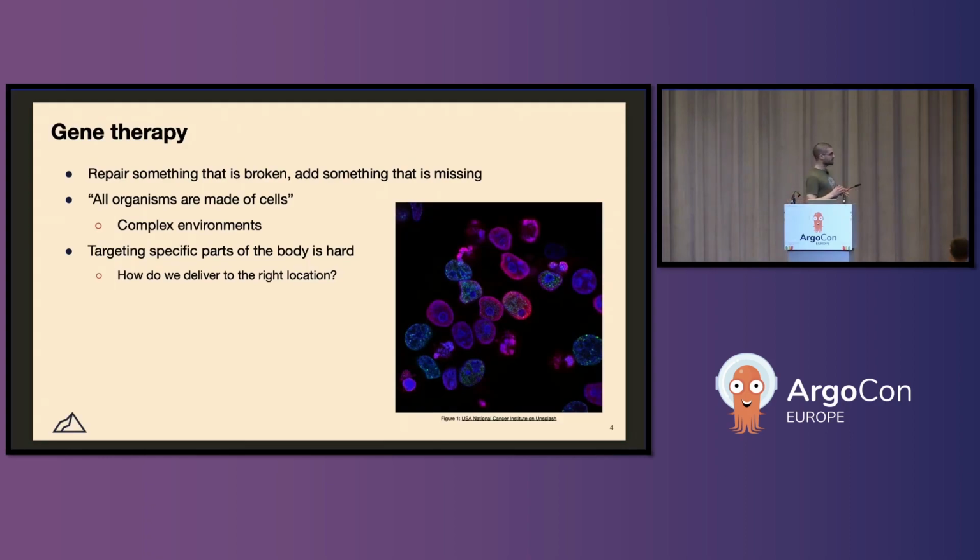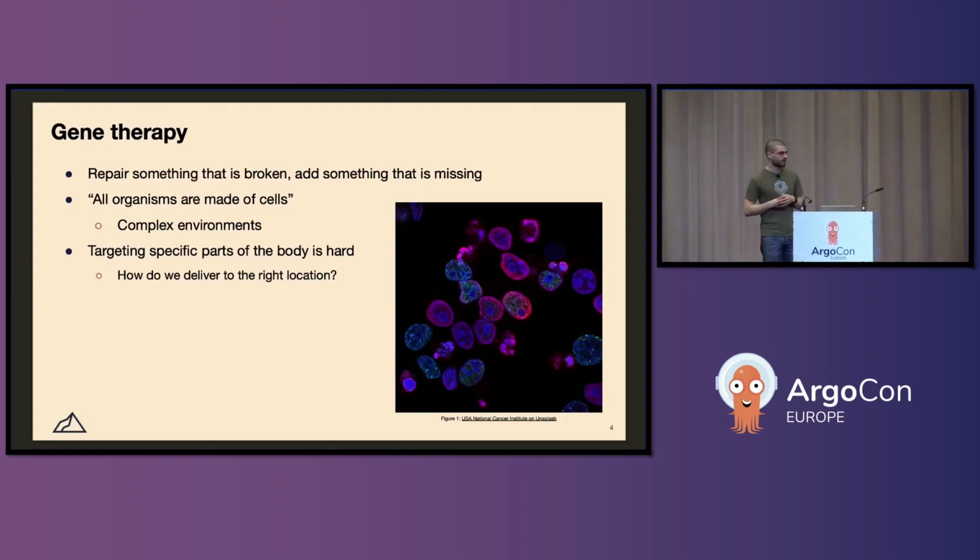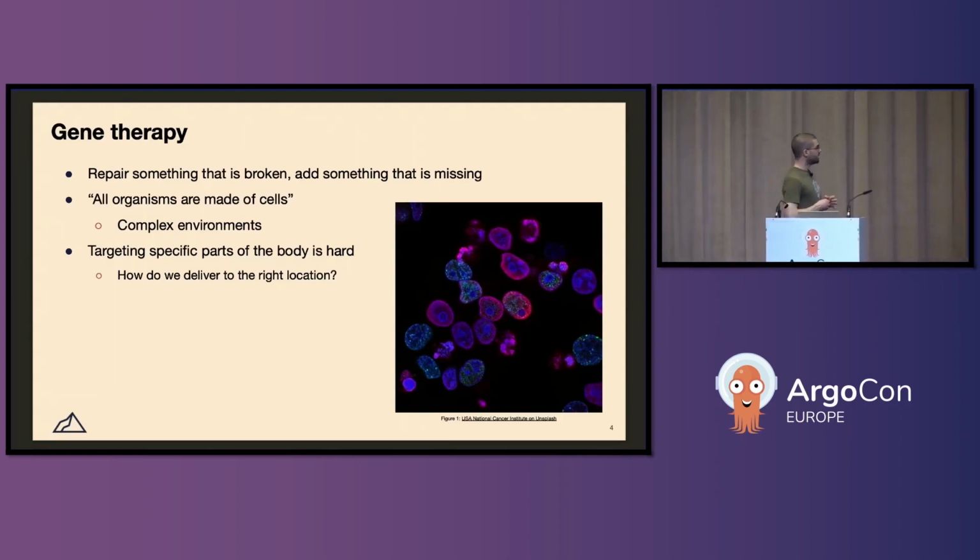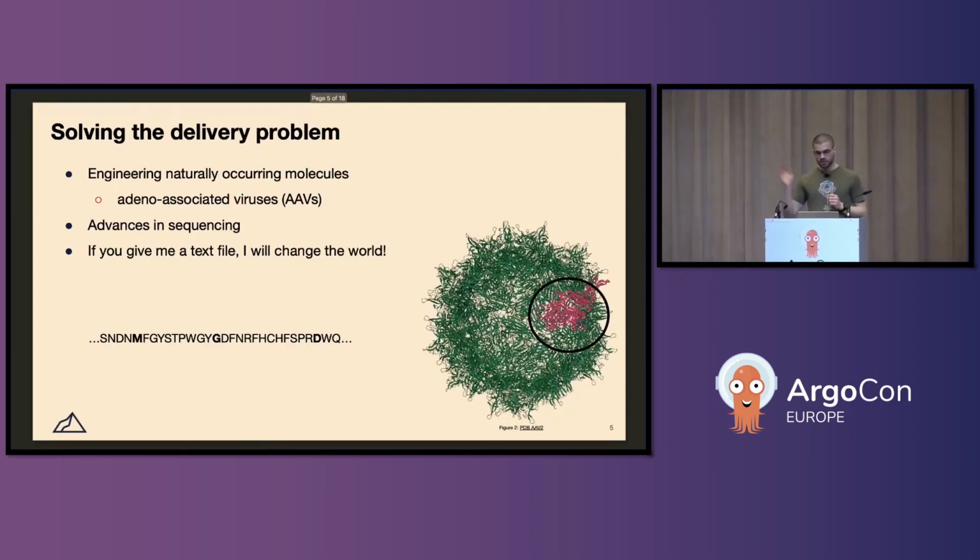But delivering one of these genetic therapies to the right locations is actually very, very hard. These locations are, for example, the back of the eye, the brain, or the liver, and it's very hard to get there without encountering a bunch of stuff on the way. So this is what we do at Dyno Therapeutics. We're interested in solving this giant delivery problem.